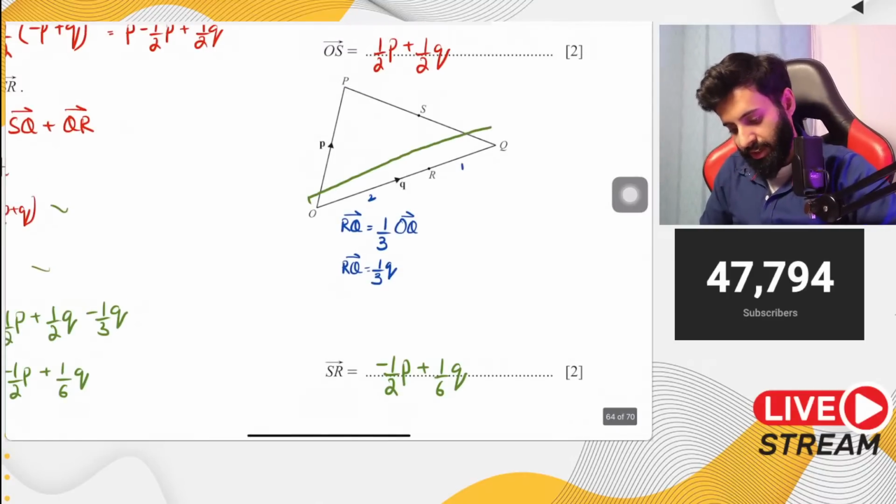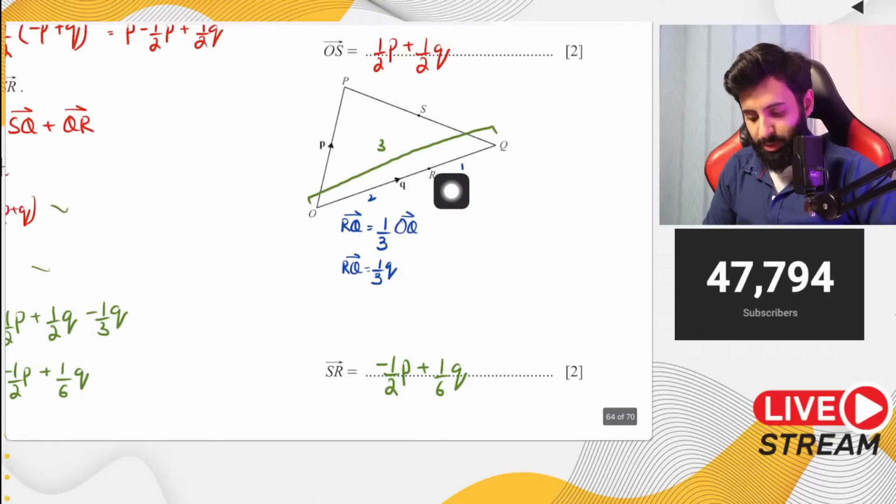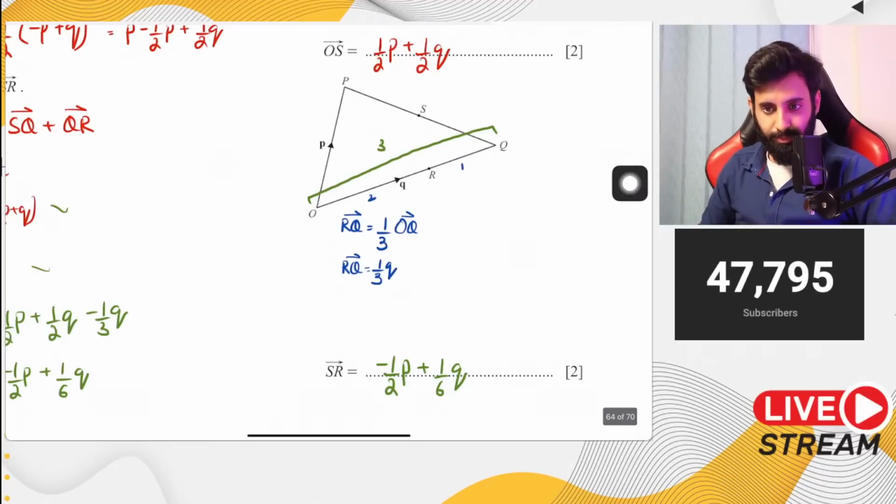This is divided into 3 parts, okay, and of the 3 parts, OR takes 2 parts and RQ takes 1 part. So that means RQ is basically 1/3 of the total.